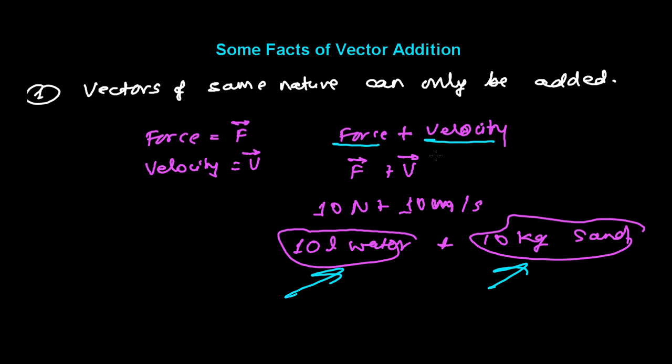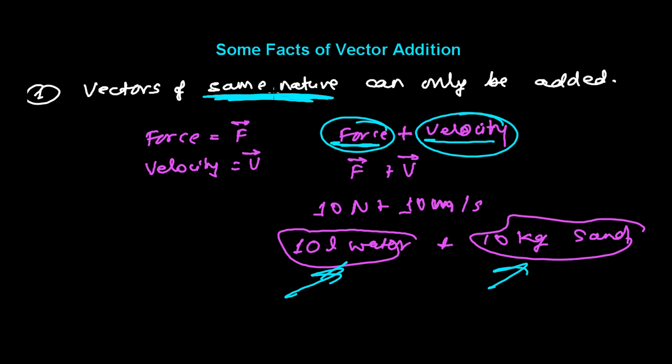There are only a few things that can be added. Water can be added with water, sand can be added with sand, or they can be subtracted. Water can be added to or subtracted from water, and sand can be added to or subtracted from sand. Similarly, force can be added to or subtracted from force only, and velocity can be added to or subtracted from velocity only. That's why I said vectors of the same nature can be added or subtracted.